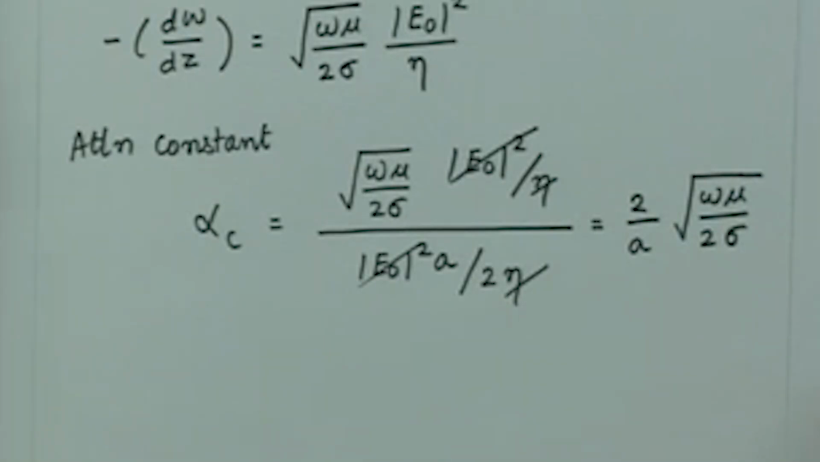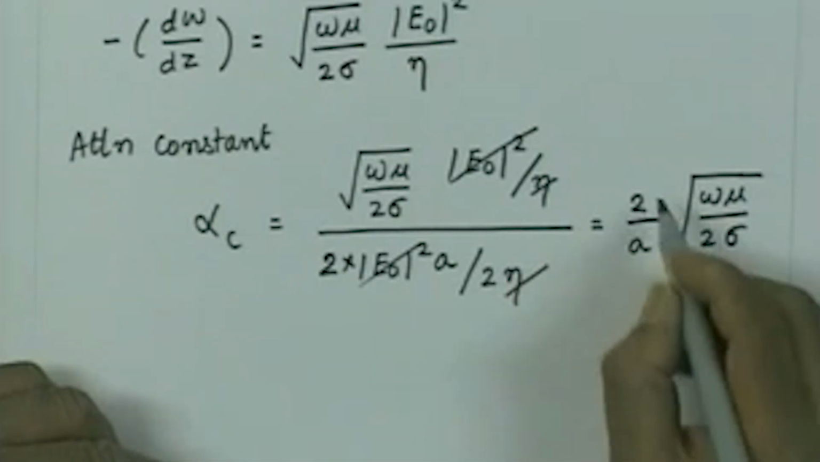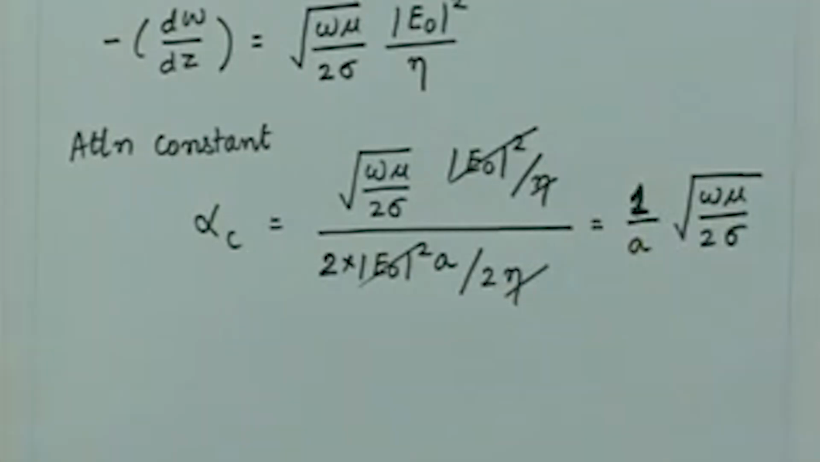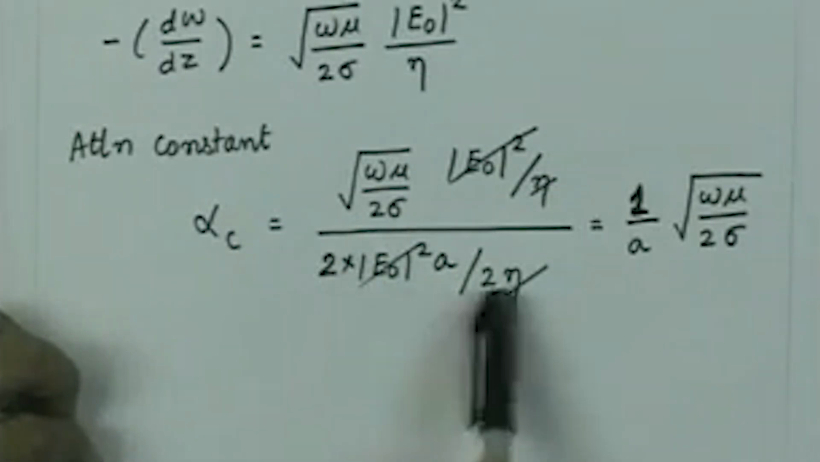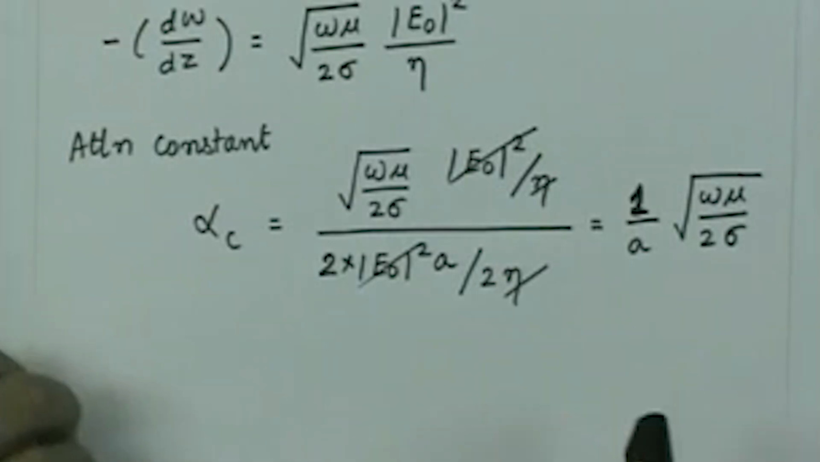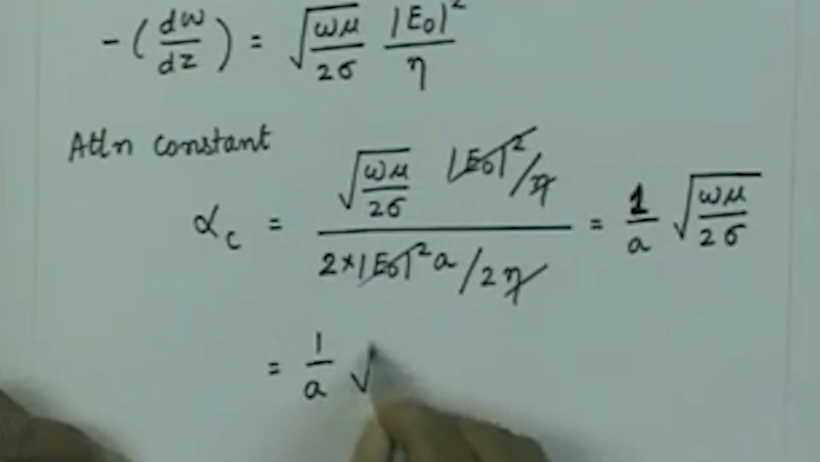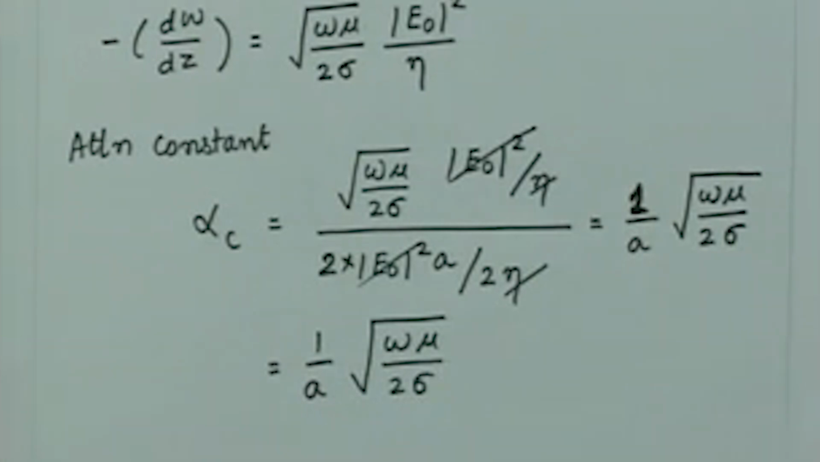So we get the attenuation constant for the parallel plane waveguide, which is given by that. No, sorry, there is a factor 2 here. So I have to multiply 2 times omega. So there is no 2 here, this should be equal to 1. Because the attenuation constant is the power loss per unit length divided by 2 times the power carried. So alpha c is 1 upon a square root of omega mu upon 2 sigma.